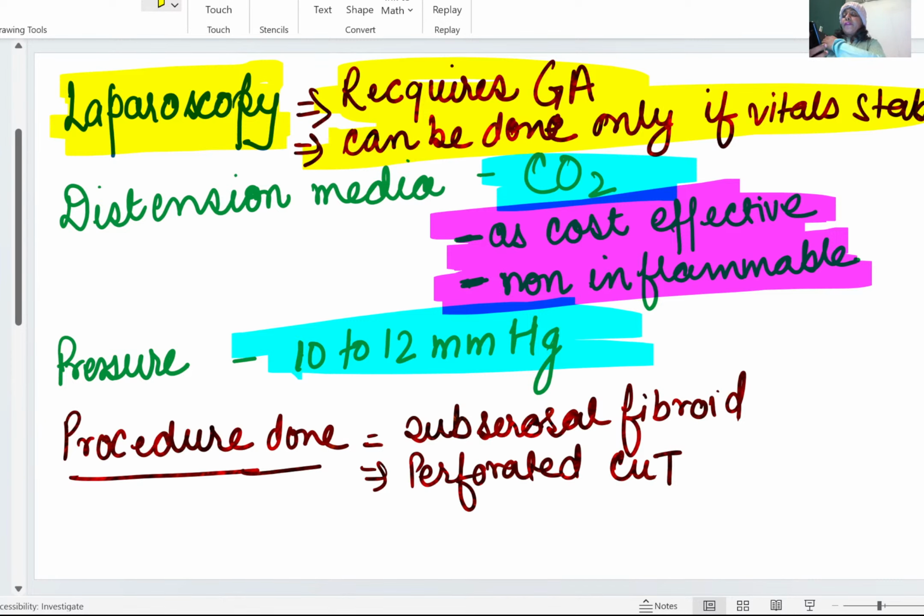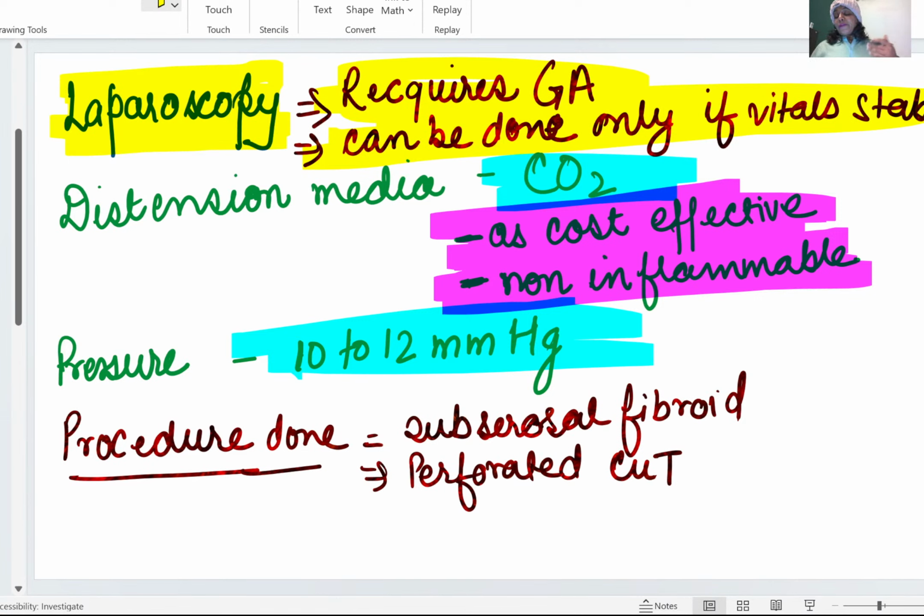That is why in the topic it is written that if the patient's vitals are deranged, then we will not do laparoscopy. We will do laparoscopy only if the patient is stable, right? Because laparoscopy requires general anesthesia, and general anesthesia is something complicated.